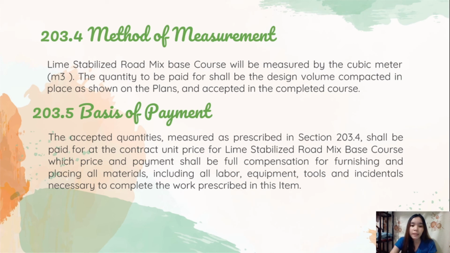And the basis of payment. The quantity measured as prescribed in section 200.4, which is a cubic meter, shall be paid for at the contract unit price for lime stabilized road mix base course, which price and payment shall be full compensation for furnishing and placing all materials, including all labor, the equipment, the tools, and incidentals necessary to complete the work prescribed in this item.